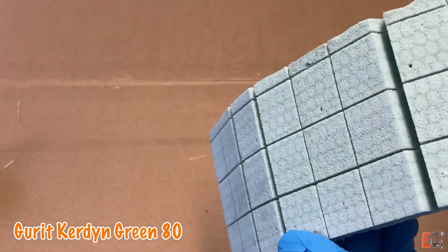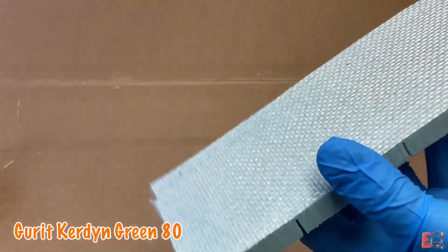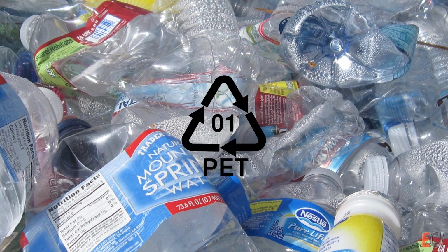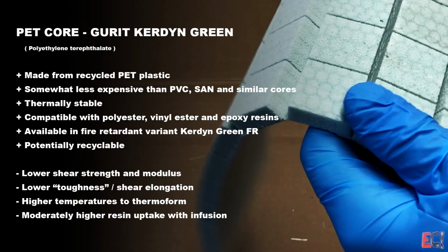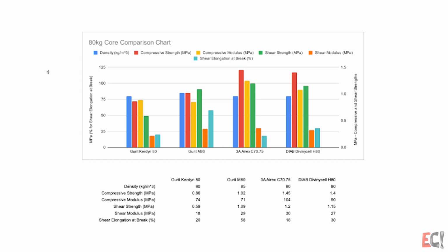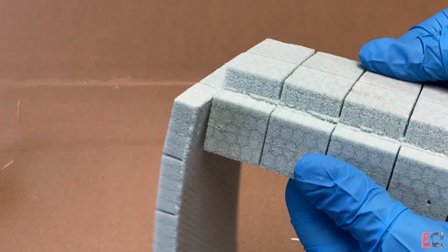And here's a look at that Gurit Kerdyn Green 80 core. So this is the same material as in the previous sample. This is a recycled PET foam, and it has similar mechanical properties, a bit less in terms of shear and compression than some similar weight foams. It is less expensive in general and recycled. For a lot of projects, it's pretty ideal.